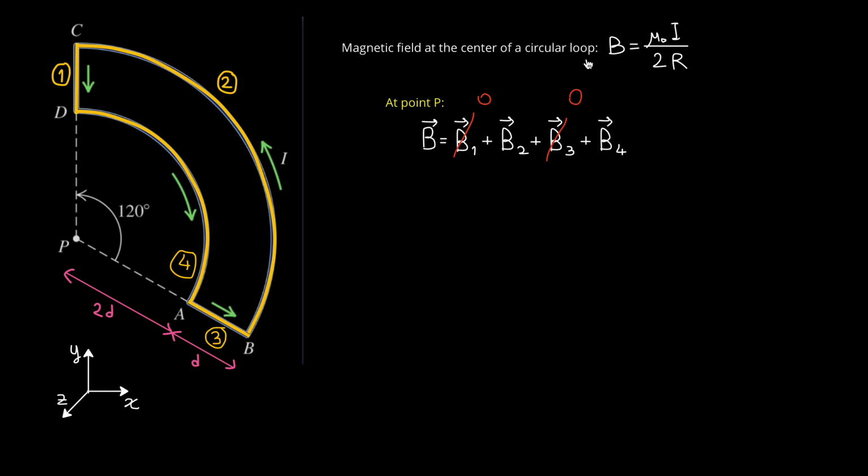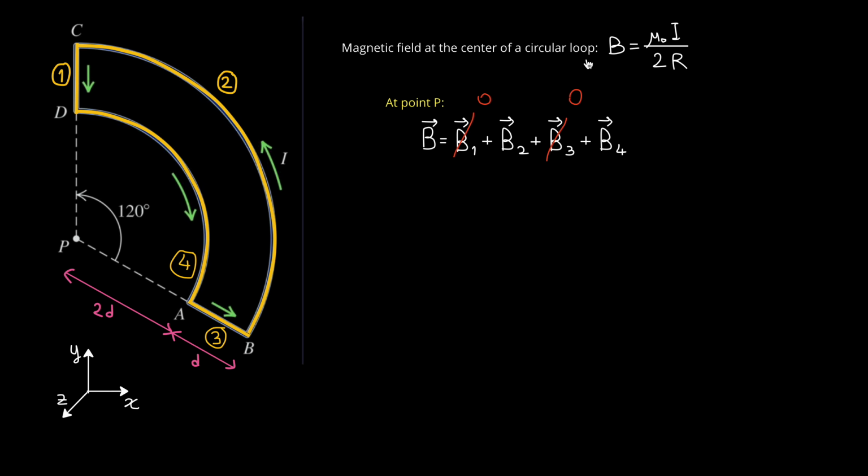The current in segment 2 is in the counterclockwise direction. Curl the fingers of your right hand in the counterclockwise direction. Your thumb is pointing towards you out of the page. And based on the coordinate frame that I have in the picture, that's the positive z direction. So vector B2 points in the positive z direction.